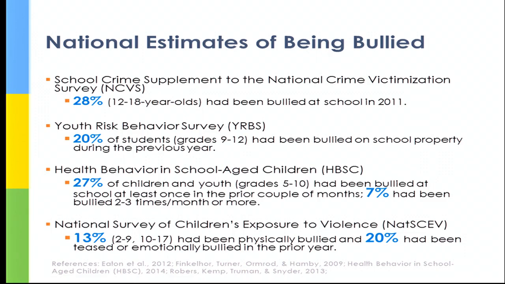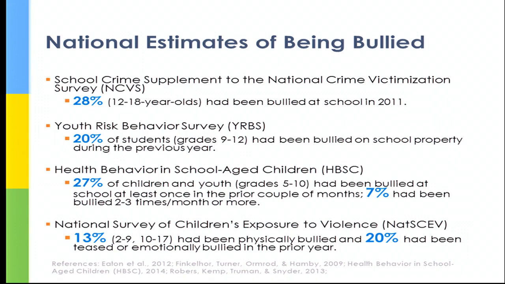at school in 2001. The Youth Risk Behavior Survey, the YRBS, which is a national survey of slightly older kids, high schoolers, reported that in 2001, 20% of students had been bullied on school property during the previous year. A third national survey, the Health Behavior in School-Aged Children, the HBSC, which collects data from a nationally representative sample of children and youth in grades 5 through 10, reported that during the 2009-2010 school year, 27% of youth had been bullied at school at least once in the previous couple of months.